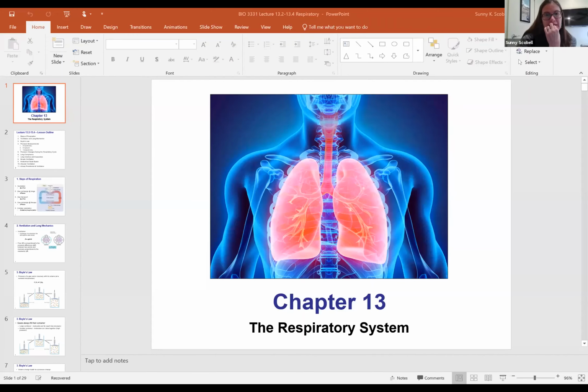Also, if you came in late, make sure you're reading 13.1. You are responsible for it because I'm not going to cover it because it is pretty much the anatomy of the respiratory system that you need to understand the content we're going to be in here.